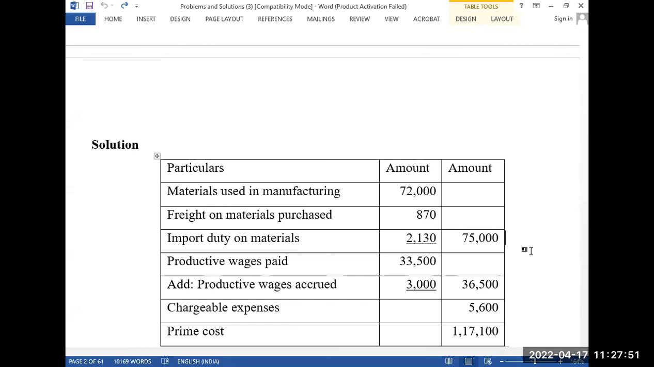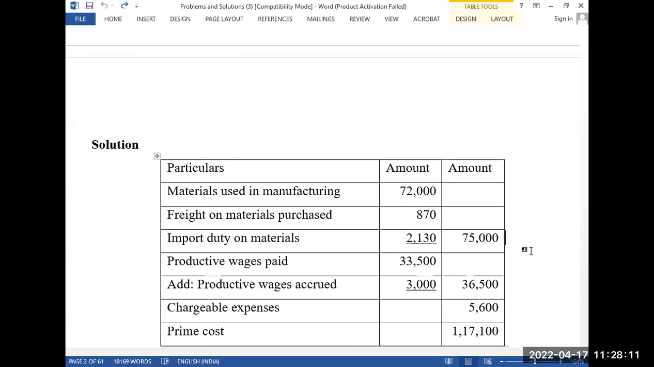Most of the time in a 10 mark question or 15 mark question, we will be given direct labor, direct expenses, and direct material directly. Only three things need to be added. But this is just to explain how these three things are coming. That's why this small question is given to you. Okay.